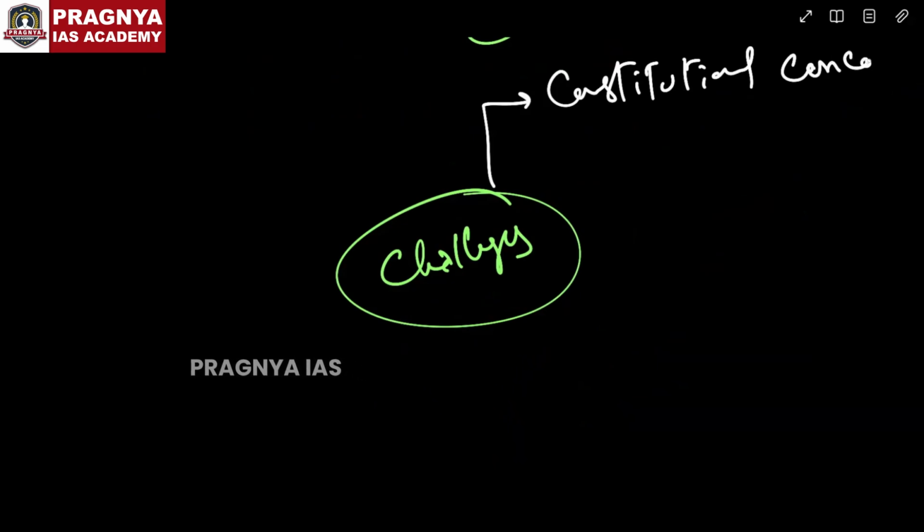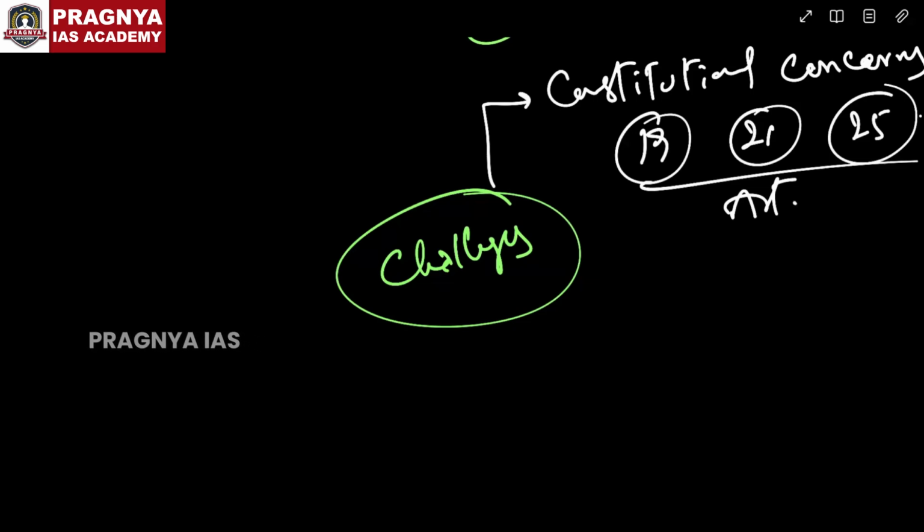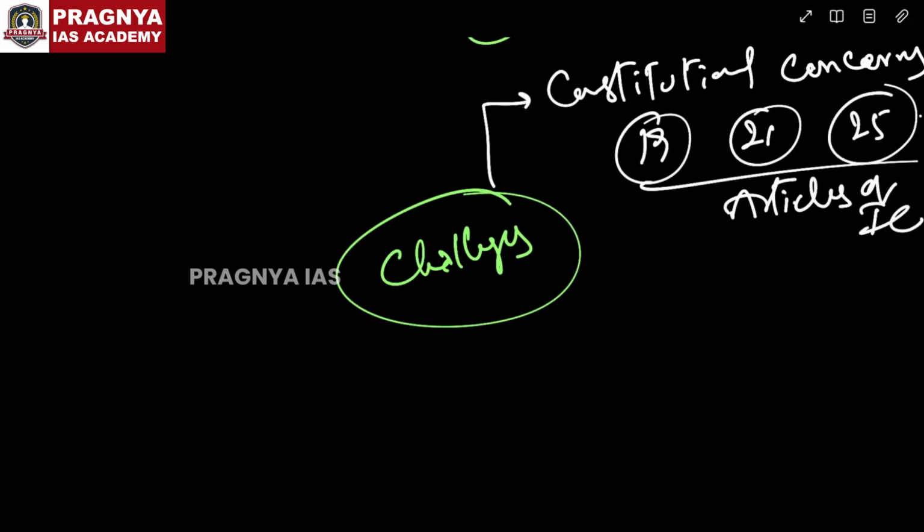The constitutional concerns. The primary challenge to anti-conversion laws in India revolves around their constitutionality, particularly with respect to fundamental rights, where the critics argue that these anti-conversion laws infringe upon the right to freedom of expression under Article 19, freedom of religion under Article 25, and the right to privacy under Article 21. So what are the articles involved here? Articles 19, 21 and 25 of the Indian Constitution are getting affected. This is the critics' point of view.